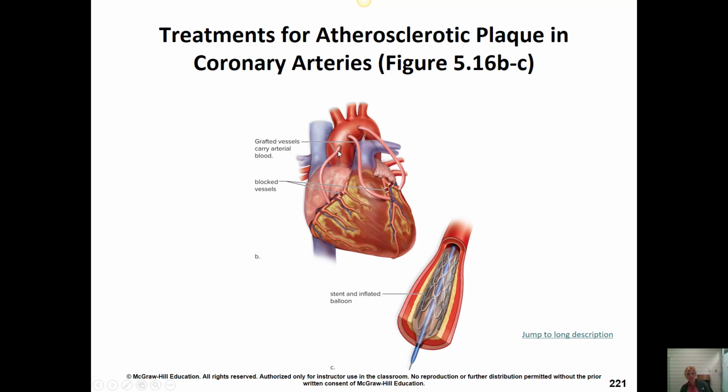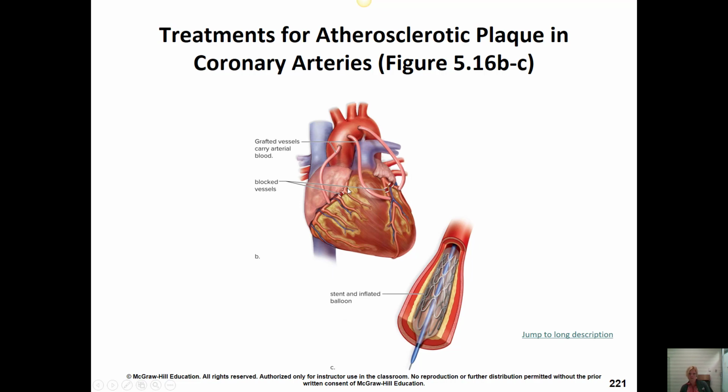So here we can see this would be called a triple bypass because we have created 3 bypass vessels over this heart. Maybe you've seen or heard of quadruple bypass, double bypass, single bypass. Just depends on how many vessels we need to bypass. So this is an example of that.